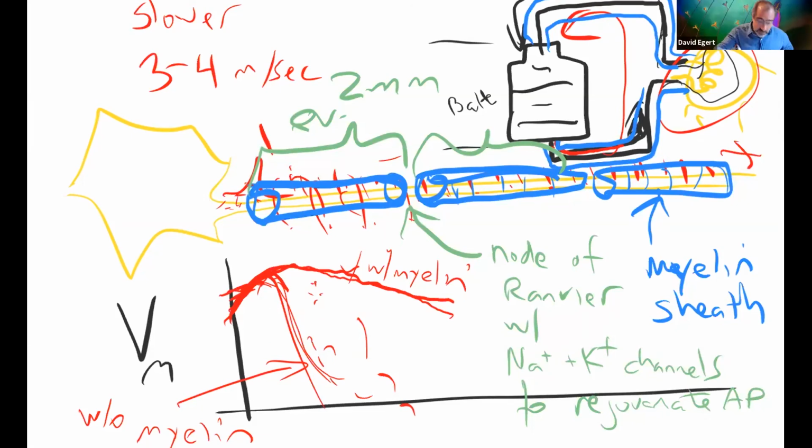Instead of just rejuvenating it at the nodes of Ranvier, every next little segment of the axon needs to have its own channels opening to keep the signal alive. So for example, one of the kind of horrible autoimmune diseases that you can get is multiple sclerosis. Multiple sclerosis is an immune disease where your immune system attacks your myelin.